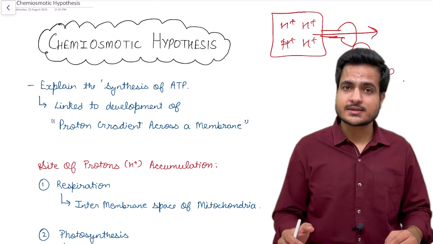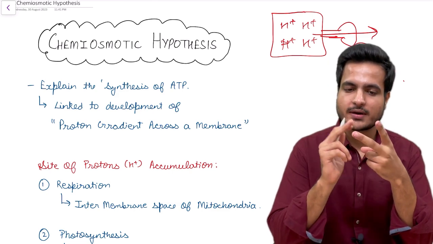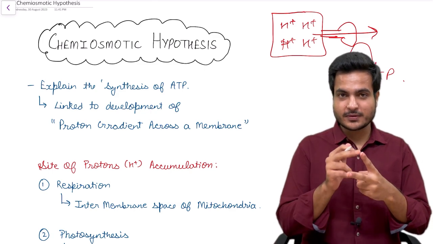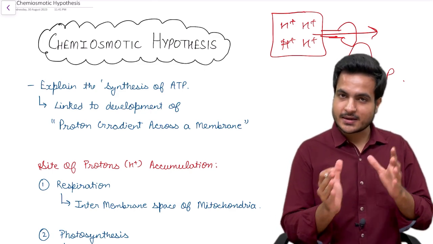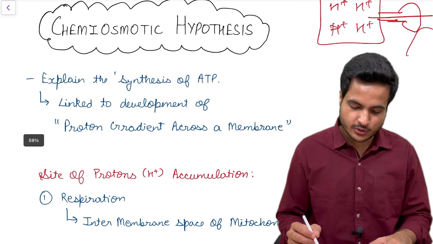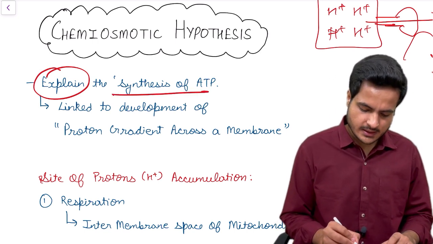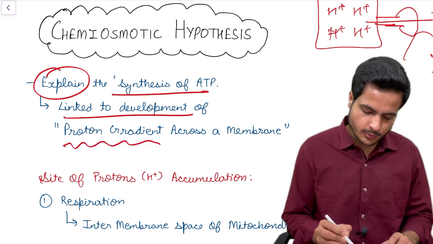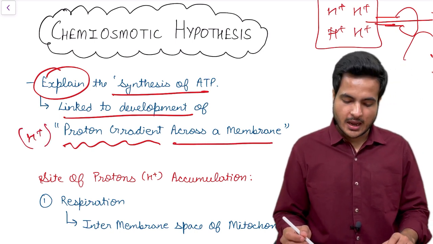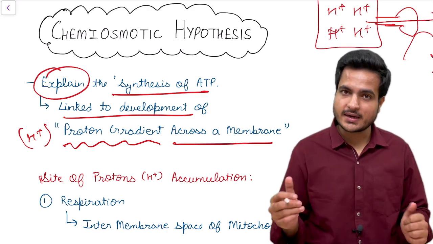So let's discuss this. We have discussed this hypothesis in respiration also, and now we are discussing it here in photosynthesis. We'll also discuss what the difference is between the proton gradient in respiration and in photosynthesis. So what does this chemiosmotic hypothesis do? It explains the synthesis of ATP. It is linked to the development of a proton gradient. Protons, meaning H plus ions, across a membrane. And when this gradient breaks down, the energy released is trapped in the form of ATP.